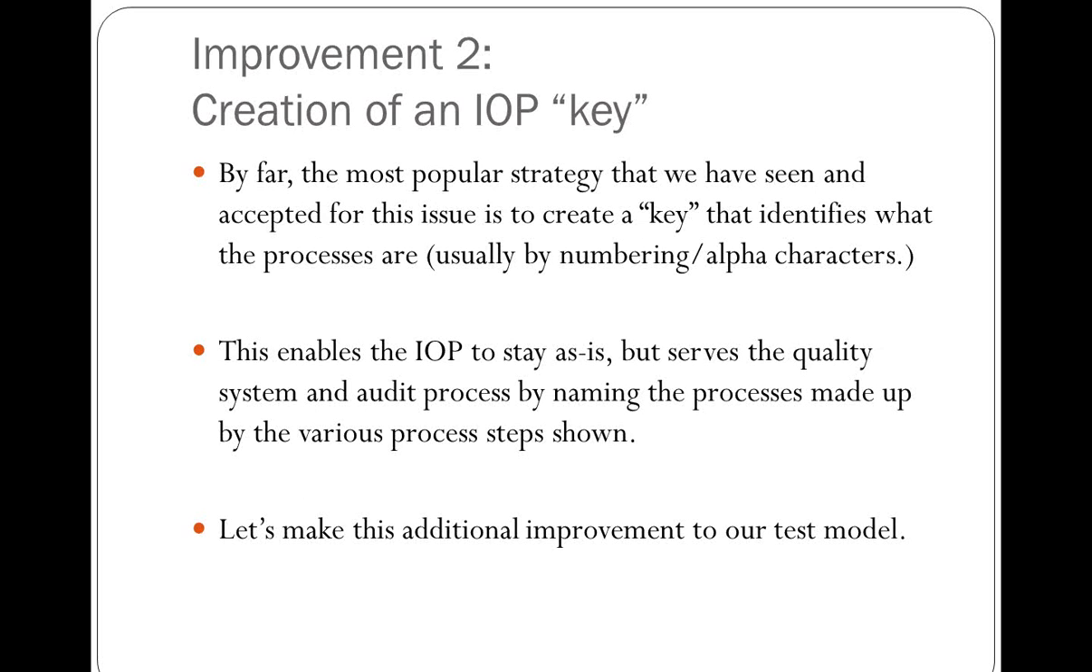Now our second improvement is going to be to create a key for this IOP. And a key, of course, is a helpful way to identify what the processes are. Now this might be through numbering, this could be through alpha characters. For our demonstration today, we're going to use color coding. What this does, as I alluded to earlier, is it enables us to keep this IOP as is, but it names what the processes are. So let's go ahead and add that improvement to this IOP.